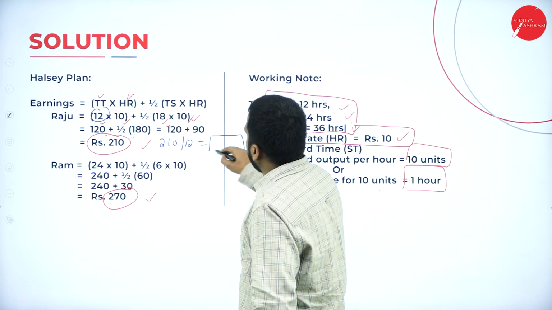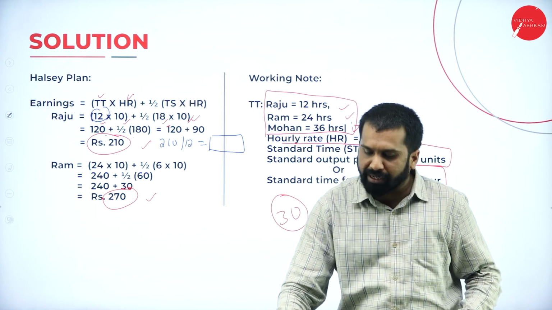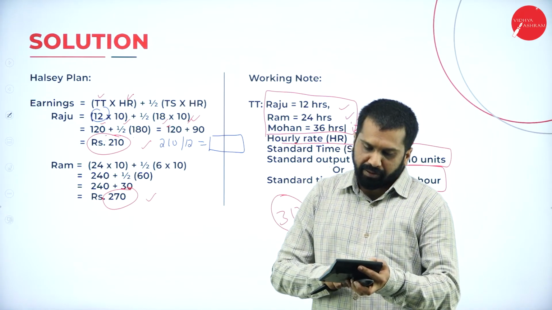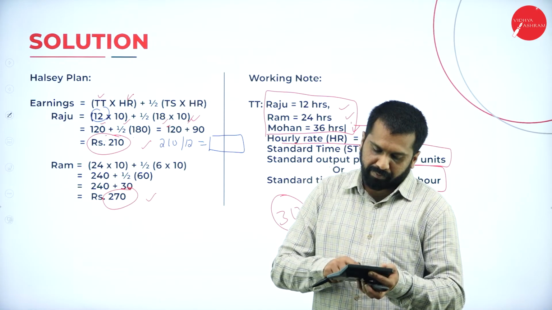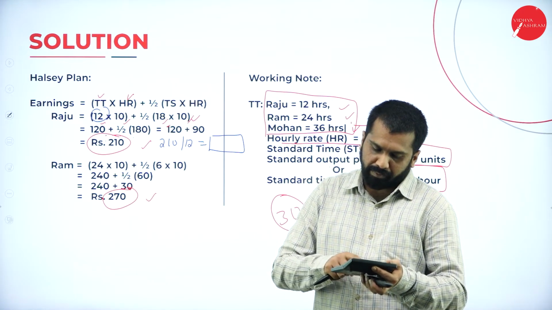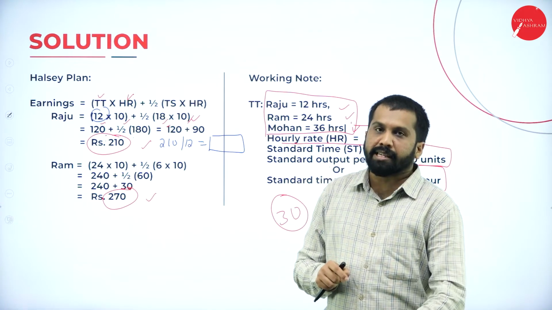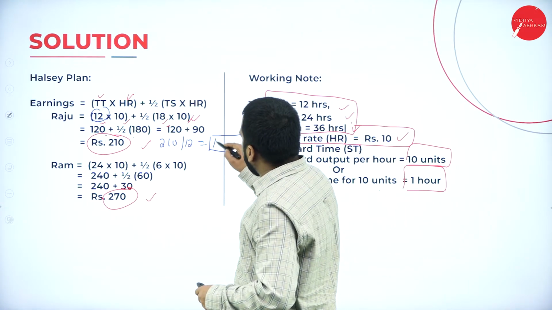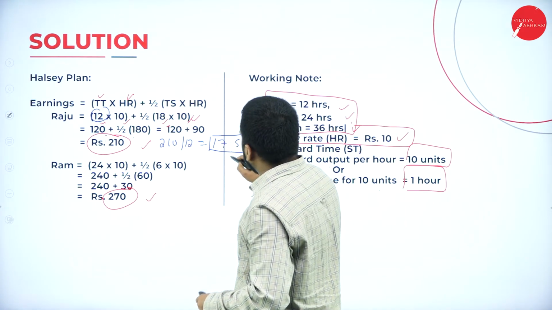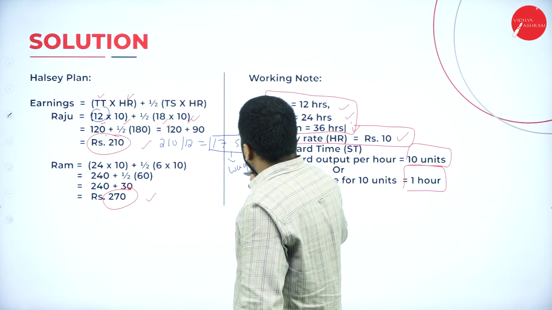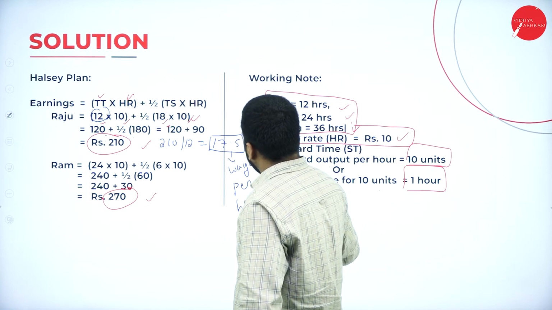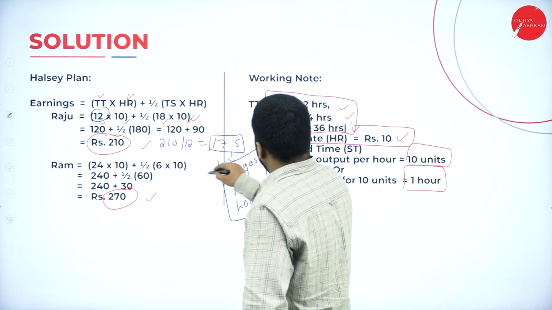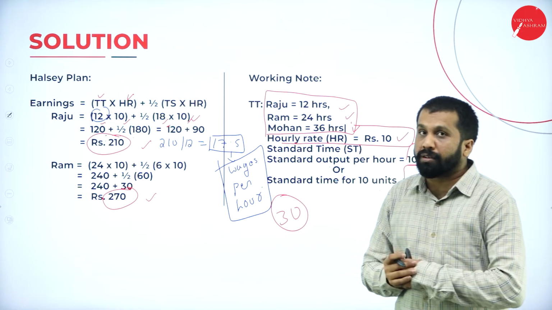What is the hourly rate? I'll calculate 210 divided by 12. I got 17.5 wages per hour. Wages per hour. Hope you are clear.